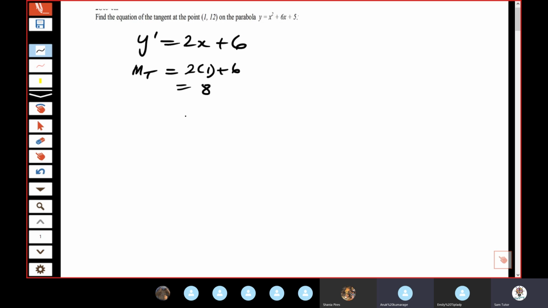Now you use your point gradient formula and the points and the gradient. So tell me, y minus y1 equals m bracket x minus x1. Yep. So what am I going to write? Y minus 12 equals 8 bracket x minus 1. Easy. And then if you wanted to expand, that becomes 8x take away 8 plus the 12. We're done. Any questions?